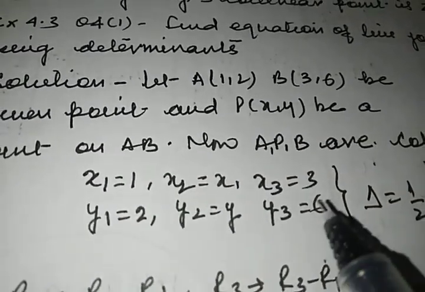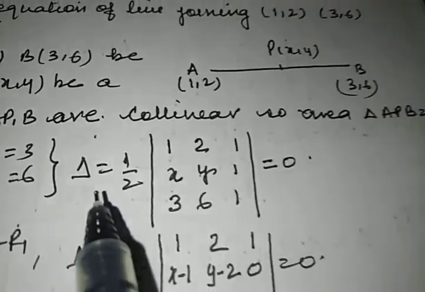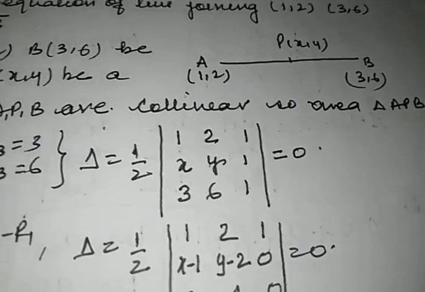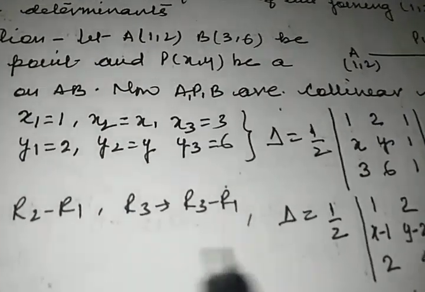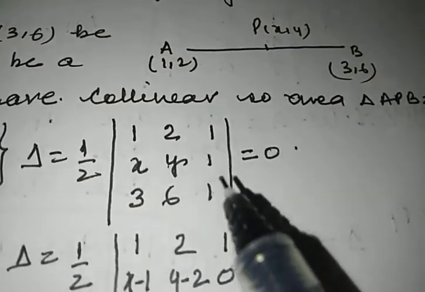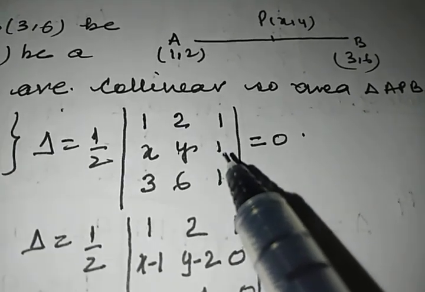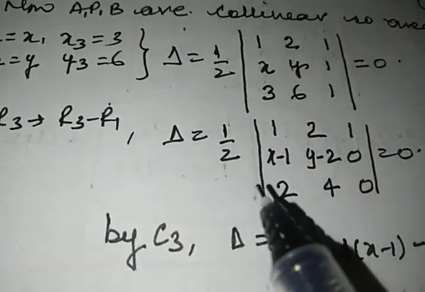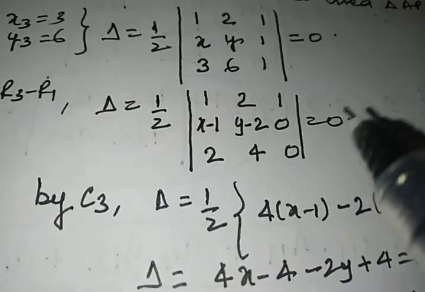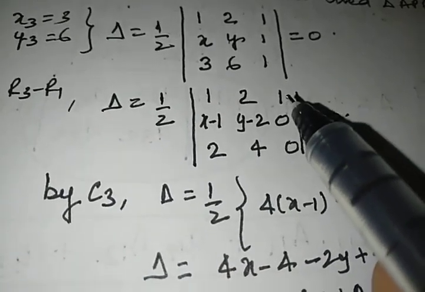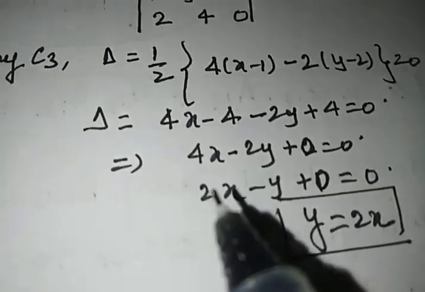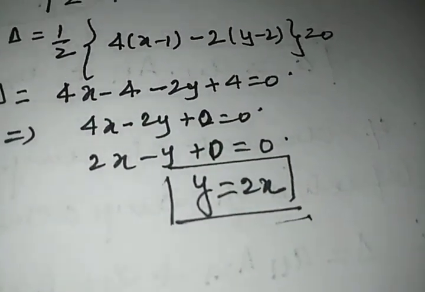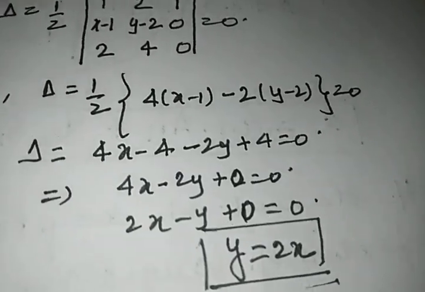So here x1, x2, x3, y1, y2, y3, and area is equal to half determinant x1, x2, x3, y1, y2, y3, 1, 1, 1 is equal to 0. Now here all the 1s are there, so I have applied the property: R2 changes to R2 minus R1, R3 changes to R3 minus R1. So I came here, and then see all 2 zeros are here, so expand by C3. So by C3 we get this thing, and your answer is y is equal to 2x. Right? Okay.